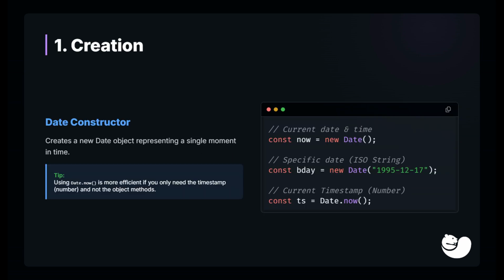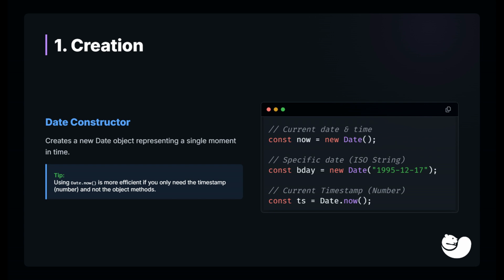To begin working with time, you first need to instantiate a date object. The constructor is versatile. Calling it with no arguments captures the exact moment of execution, the now. If you have a specific date in mind, like a birthday or a deadline, you can pass a date string in the standard ISO format to create a static snapshot of that time.